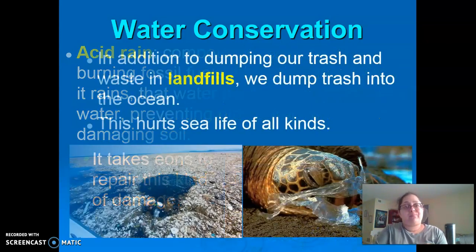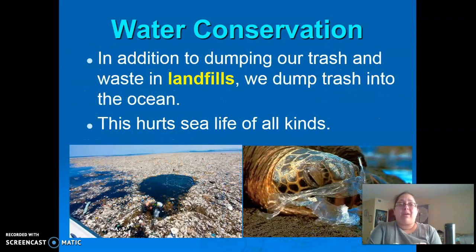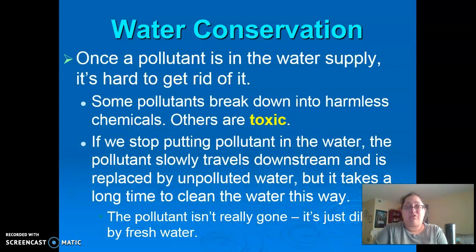In addition to dumping our trash and our waste in landfills, we also dump it into the ocean, and that hurts sea life of all kinds. So our plastic waste and our general waste can destroy animals. They try to eat it because they think it's food, and then they end up with bellies full of trash. It's really gross and horrible.